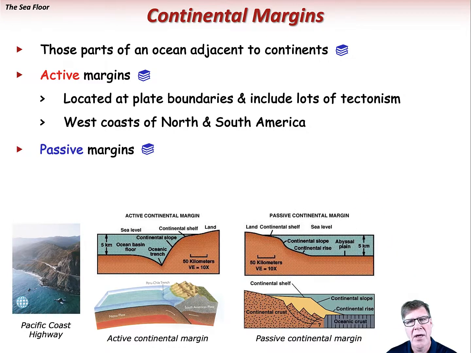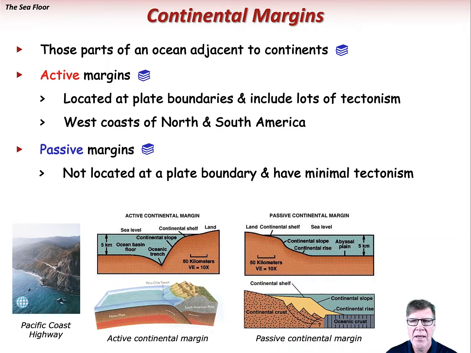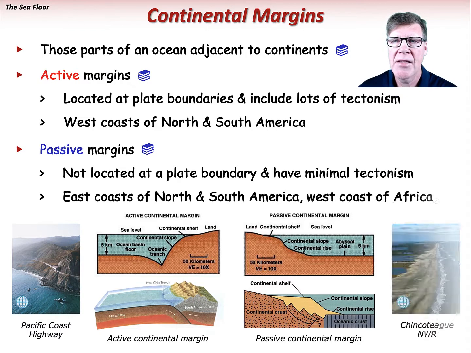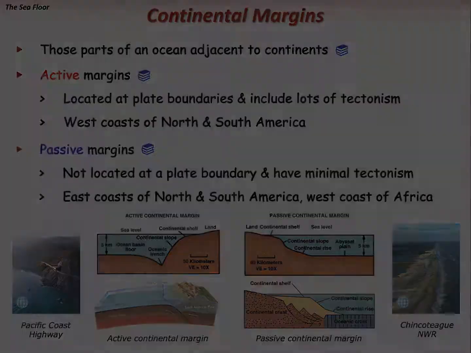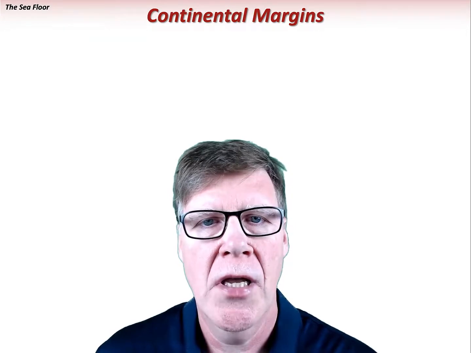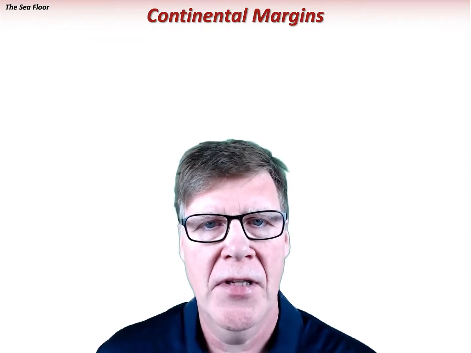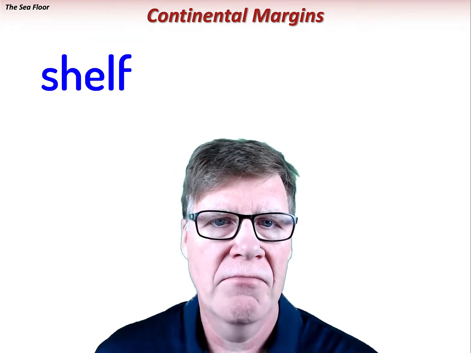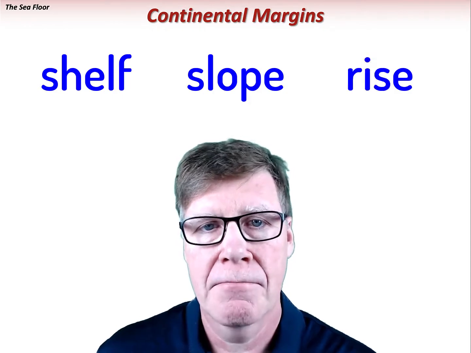Passive margins are not located at plate boundaries and have minimal tectonism. Examples include the east coasts of both North and South America and the west coast of Africa. Continental margins can be subdivided into 3 basic physiographic areas: a continental shelf, slope, and rise.